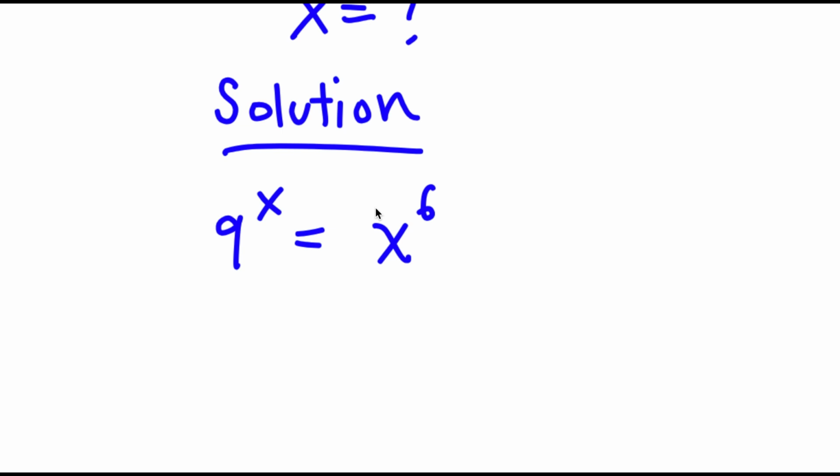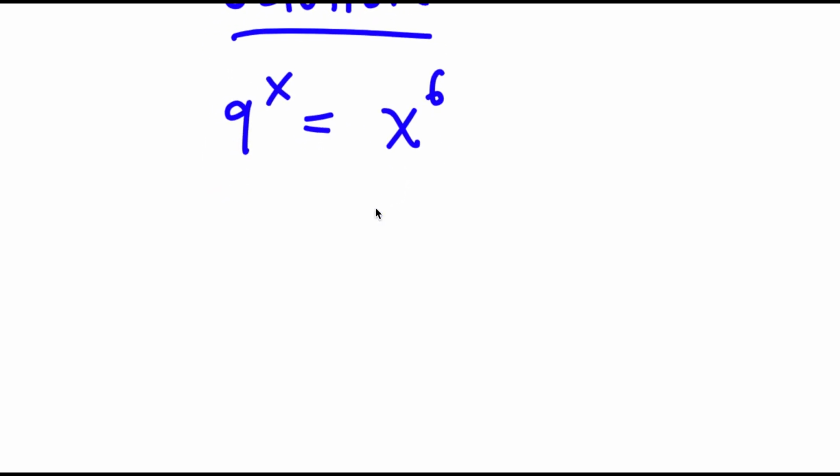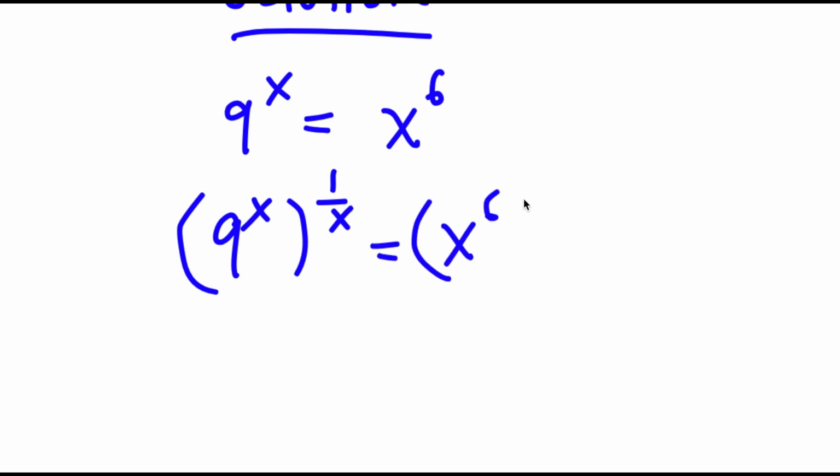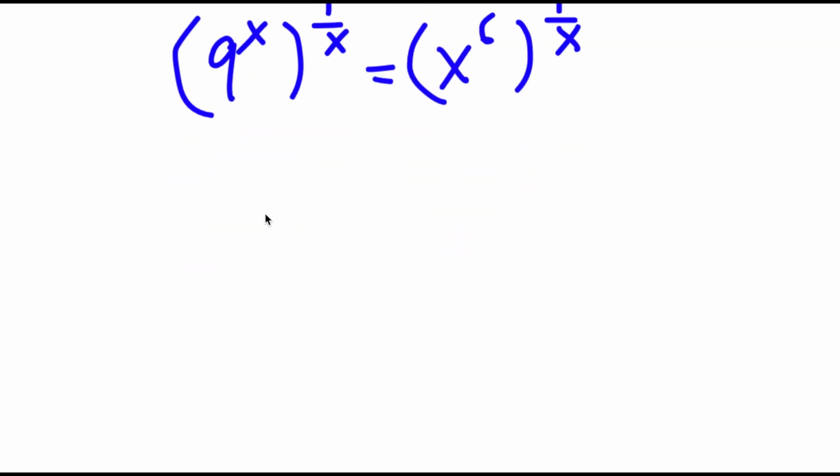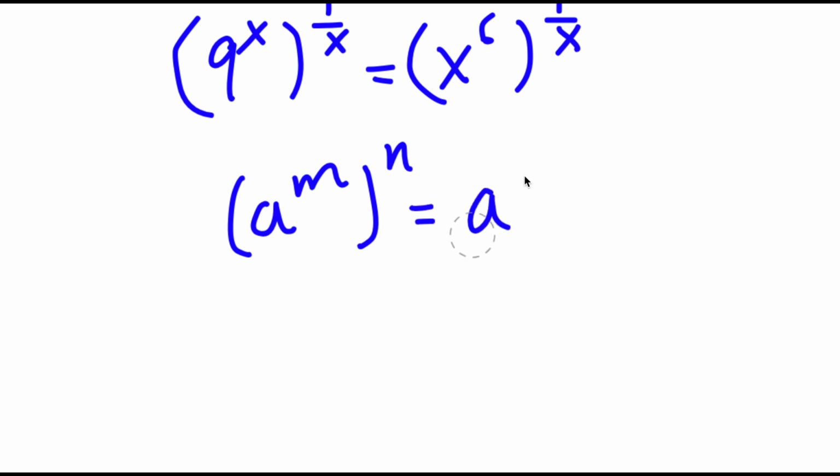And I'm actually going to take the power of 1 over x on both sides. So now I have 9 to the power of x to the power of 1 over x is equal to x to the power of 6 to the power of 1 over x. Now, if I have something in the form a to the power of m to the power of n, this is equal to a to the power of m times n.